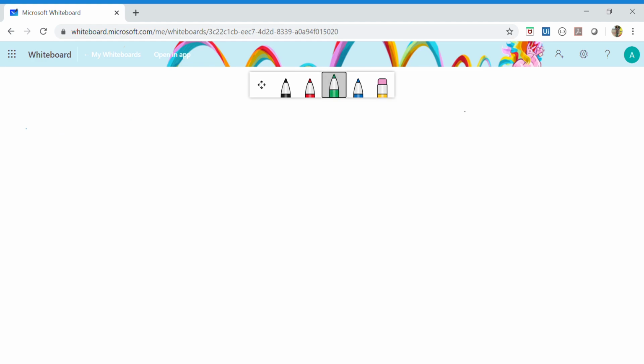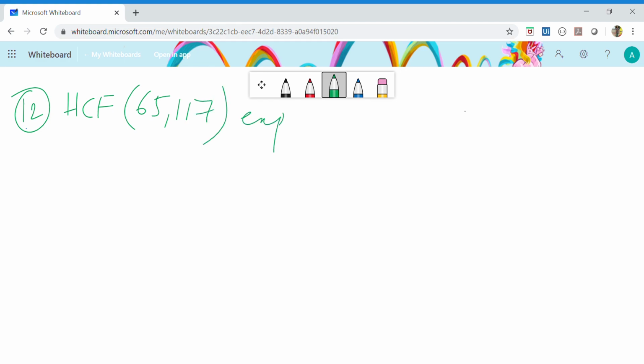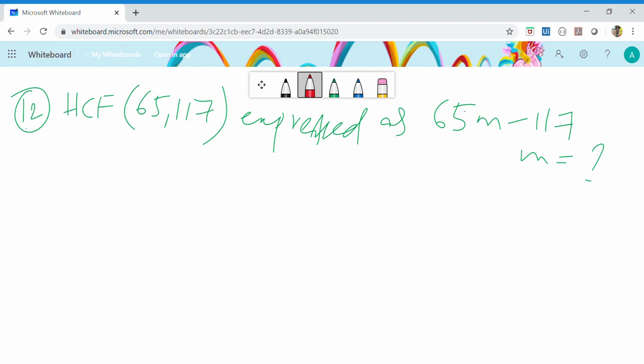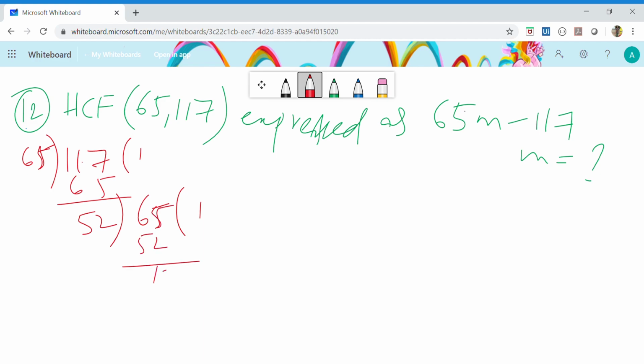Next, one more. 12th question. If the HCF of 65 and 117 is expressed as 65m minus 117, then find the value of m. So HCF of 65 and 117 means you have to do again Euclid's division lemma method. So 117 divided by 65, one time it will go, 65, 52 is the remainder. Then 65 divided by 52, one time again it will go, 52, 13. 52 is the dividend and 4 times it will go 52, 0.